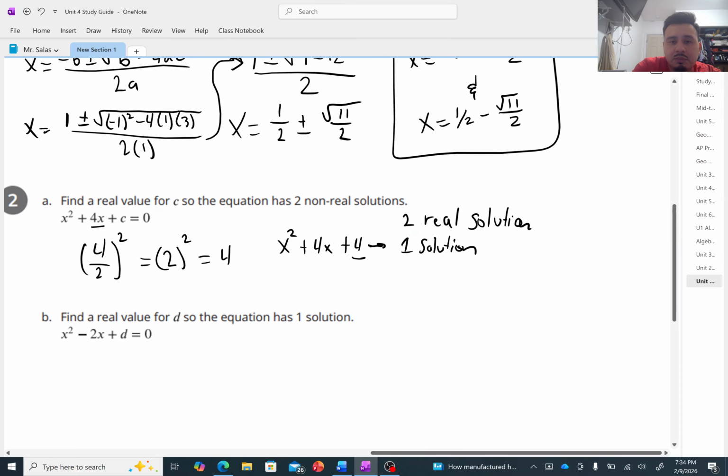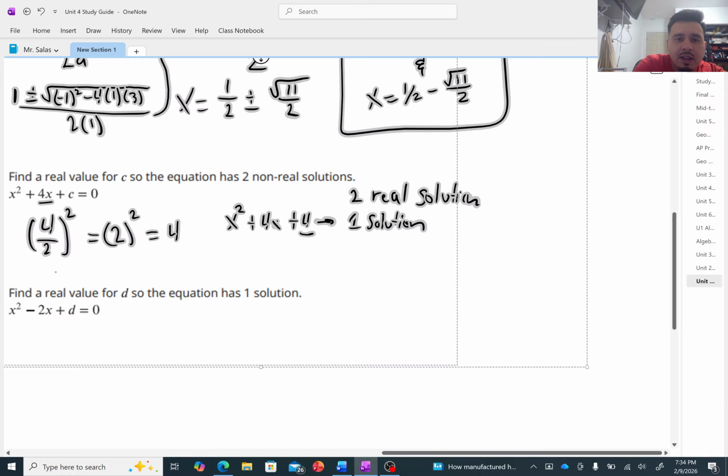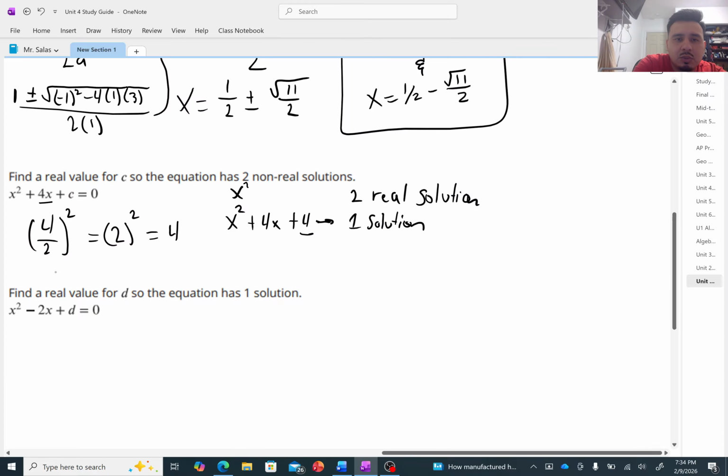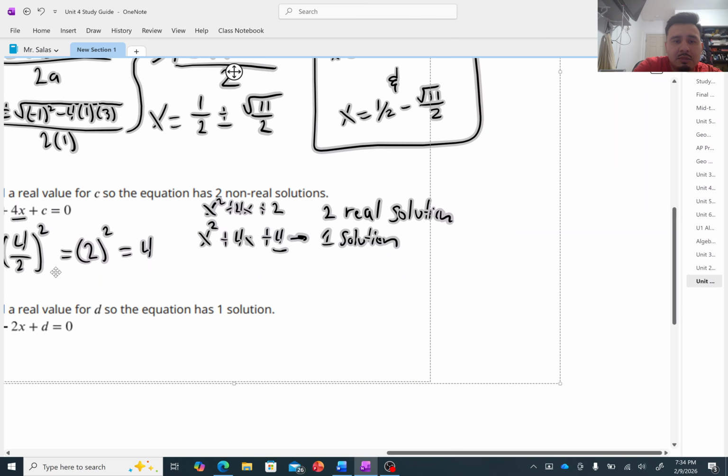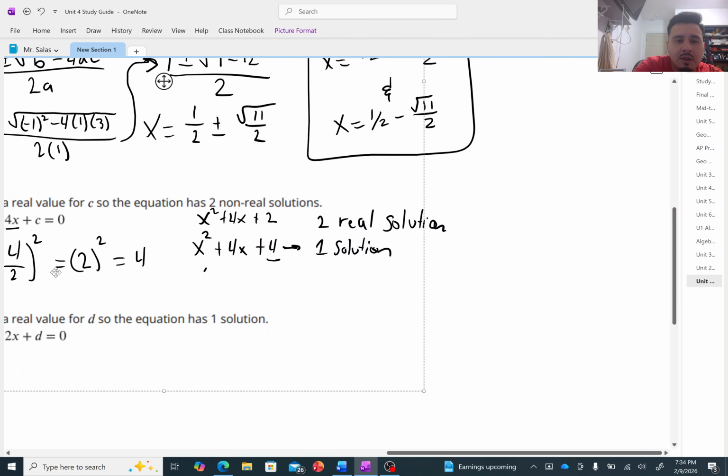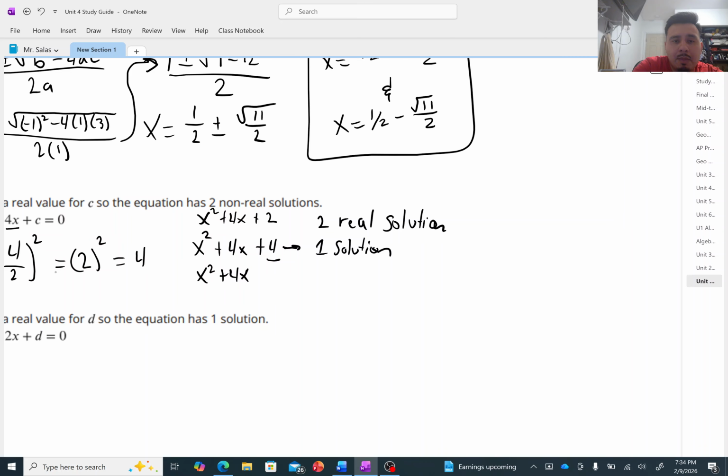So, for example, if I have x squared plus 4x plus 2, that's going to be two real solutions. But for two non-real solutions, I can have something higher. So x squared plus 4x plus 6. That'll have two non-real or imaginary solutions.